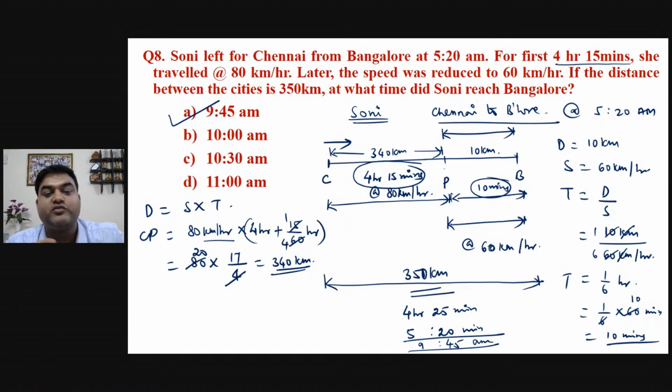So hope everybody has understood this sum. What will be the answer and how to find it? How did we get 9:45? We have to just find how much distance is traveled in the first part of the journey. So 4 hours 15 minutes at 80 kilometers per hour, we have found that. Now, the speed has reduced and the total distance is given, and the partial distance we have already covered. So just find out how much distance is left to be covered and how much time it took. Then add the total time to the start time of 5:20 in the morning, and you will get the answer.